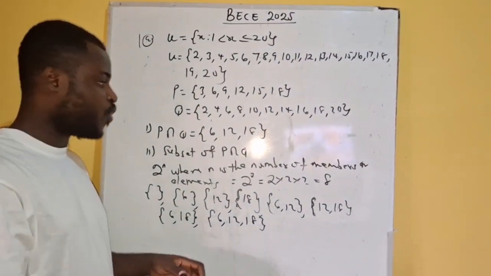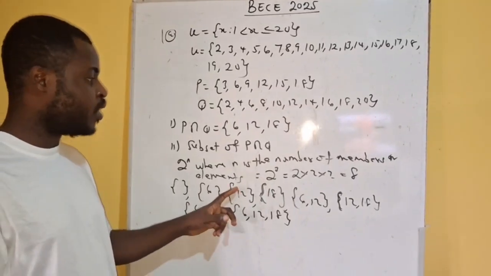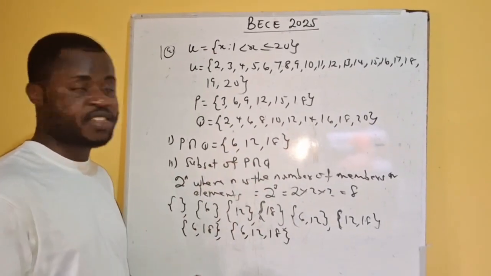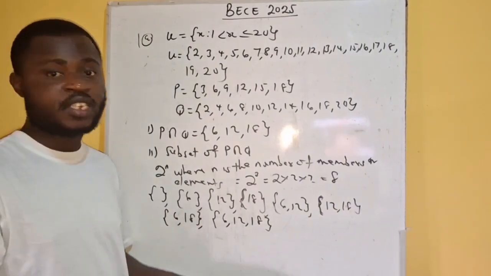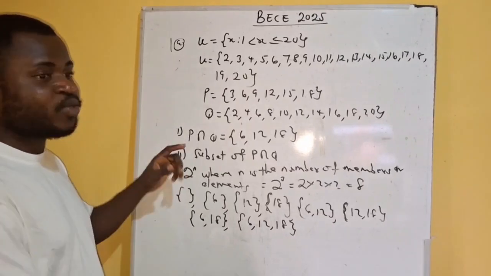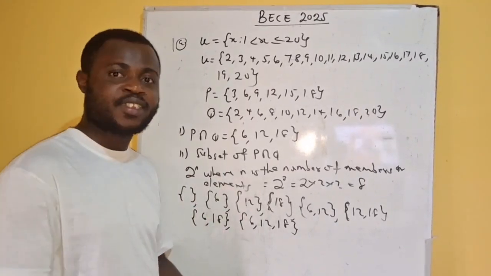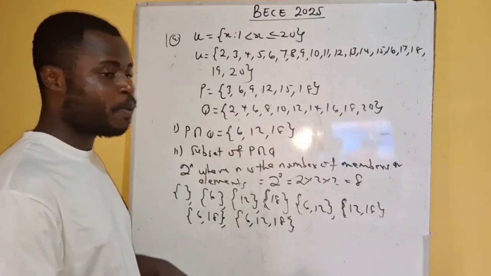So anytime you want to find the number of subsets of a given set, use this formula 2^n, where n is the number of elements or members. This will guide you to know the number of subsets you are expecting in each set. So this is question 1A that students were asked to solve in the just ended BECE.